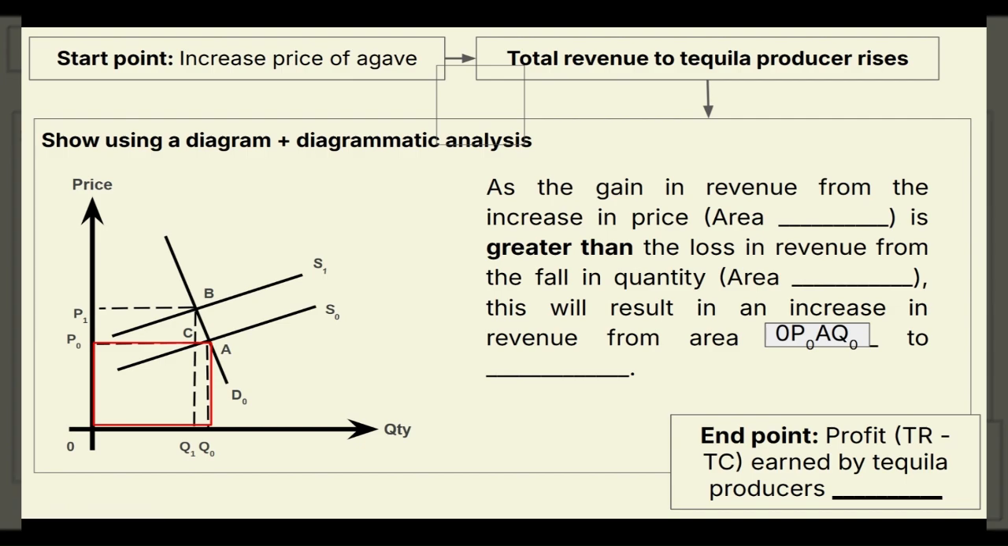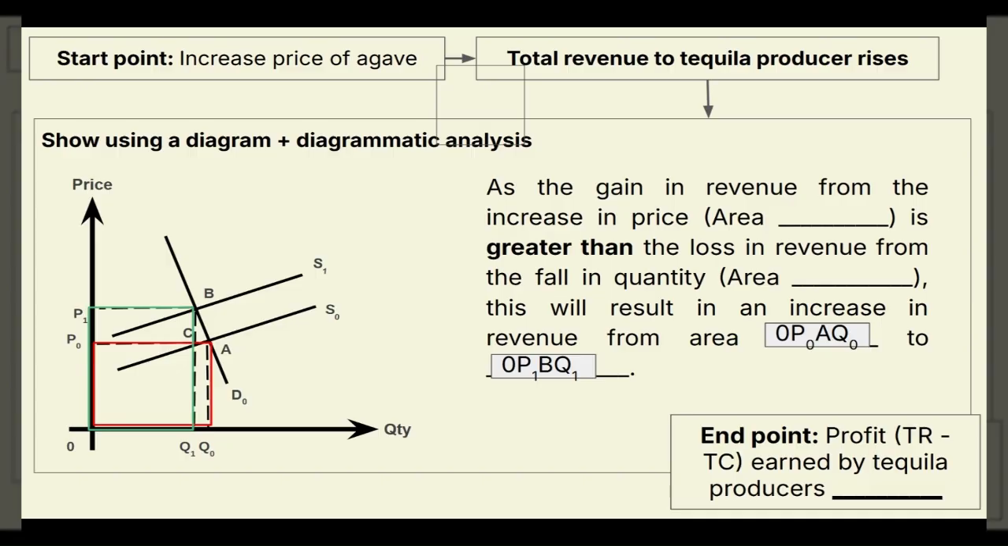Next, we find the final total revenue. Final revenue is P times Q, so the final price is P1, while the final quantity is Q1. This green box here tells you the final revenue, which is 0, P1, B, Q1.